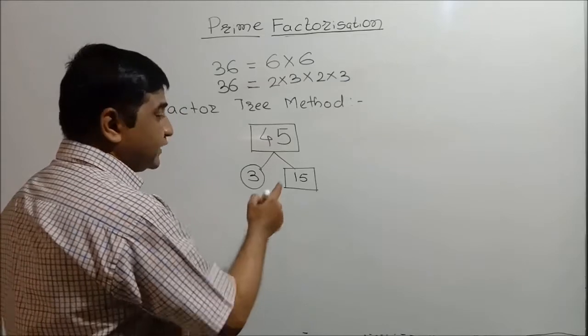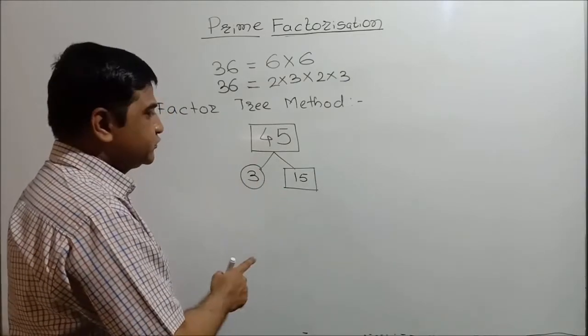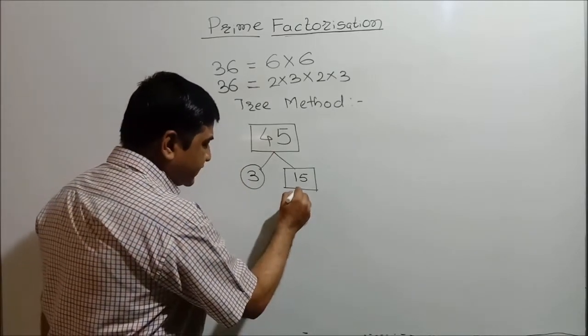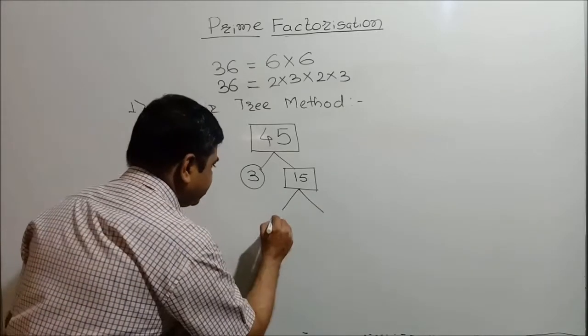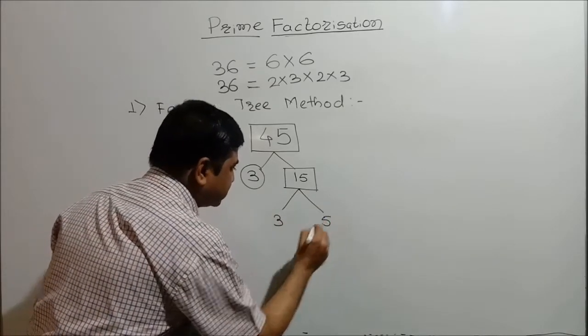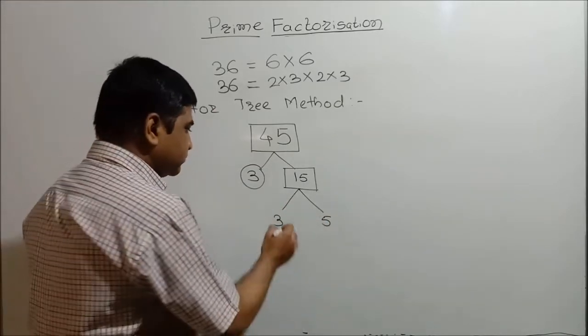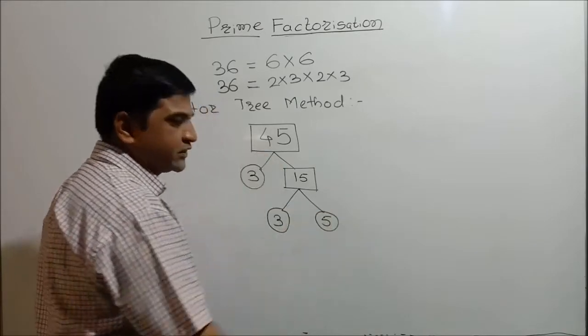Fine. Next, 15. Is it a prime number or a composite number? It's a composite number. Fine. So, can I divide 15 by 3? Yes. 3 5s are 15. So now I got two factors of 15 as 3 and 5. And both are prime numbers. So I am going to put a circle on them.